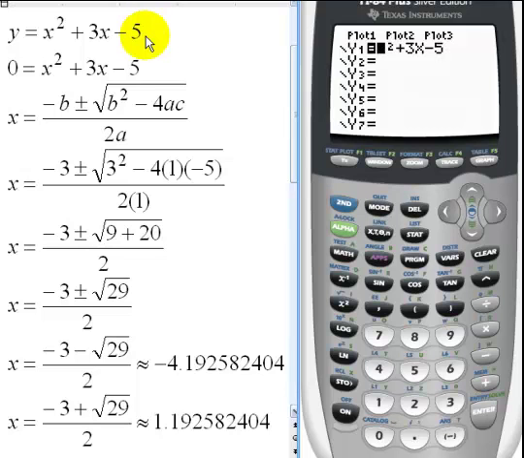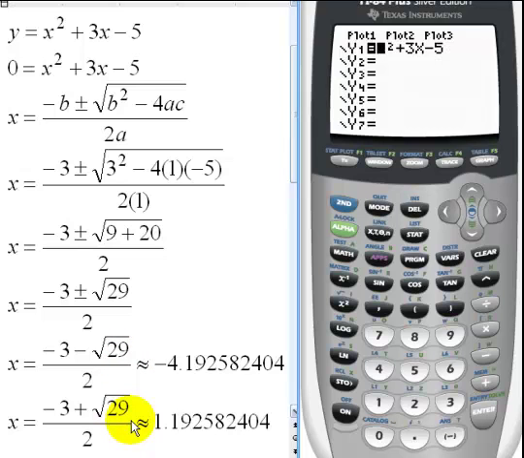To find x-intercepts of any graph, when you have the equation, you set y to 0 and solve the resulting equation. In this case, the example I'm using is quadratic, so I'm using the quadratic formula instead of trying to factor. The quadratic formula always works. I go through the process and come up with my two solutions, -3 plus or minus the square root of 29 all over 2. Here's -3 minus root 29 over 2. Here's -3 plus root 29 over 2.